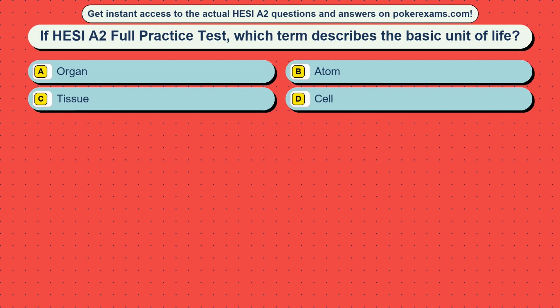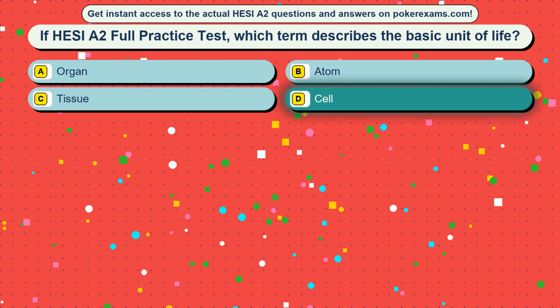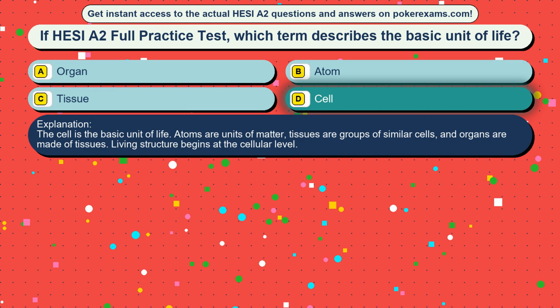Question 40. If HESI A2 full practice test, which term describes the basic unit of life? Option A, organ. Option B, atom. Option C, tissue. Option D, cell. The correct answer is option D, cell. The cell is the basic unit of life. Atoms are units of matter, tissues are groups of similar cells, and organs are made of tissues. Living structure begins at the cellular level.